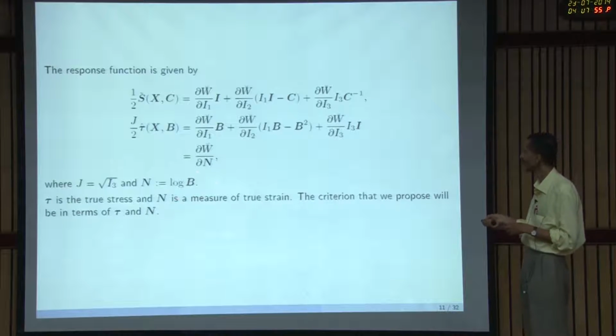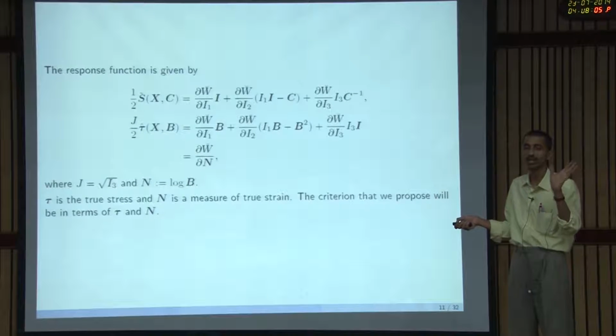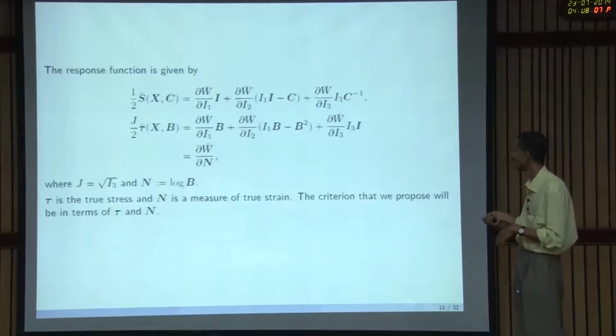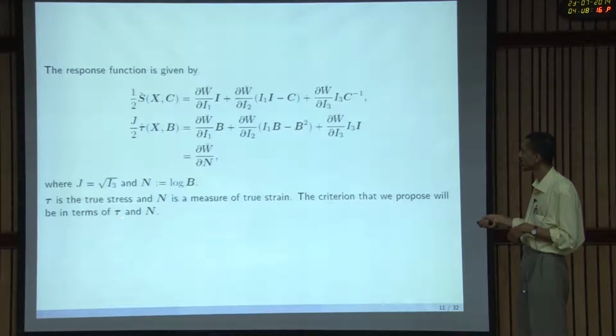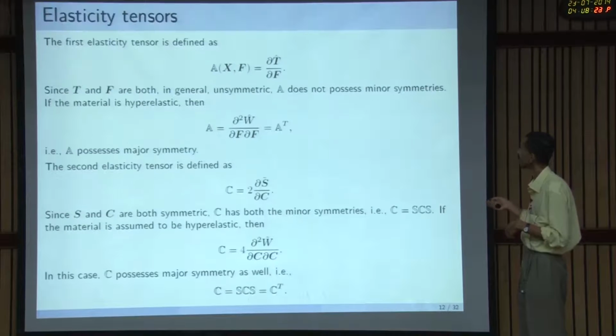In the reference configuration, B will be identity and you will get n to be 0. So there is no strain in the reference. We are assuming that the body is undeformed in the reference configuration, and so this is a true measure of strain and this is a true measure of stress. And so the criterion that we will propose later will be in terms of this tau and n. That is the reason that is important here.